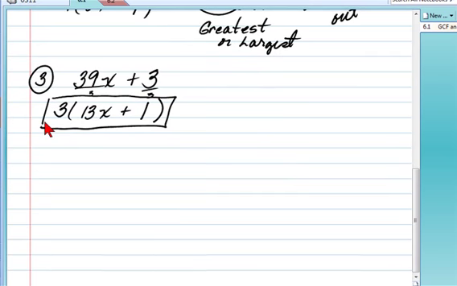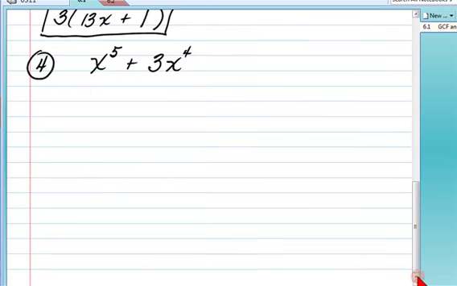Number 4 has you start dealing with variables. Let's suppose I have x to the 5th plus 3x to the 4th. And the instructions are the same. Factor out the greatest common factor. Now, the coefficient of the first term is an implied 1. This one is a 3, but there's no common factor. Is the variable x in common on both of those? Yes. So I am going to take an x out.